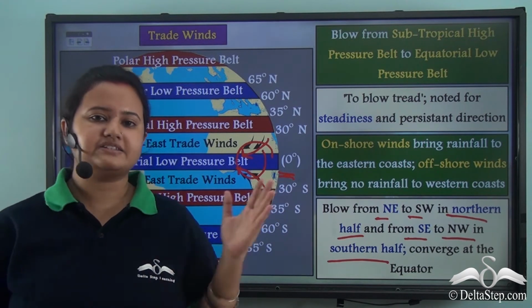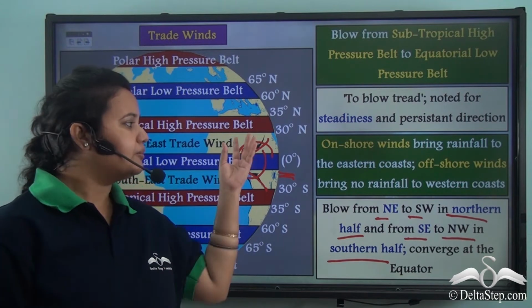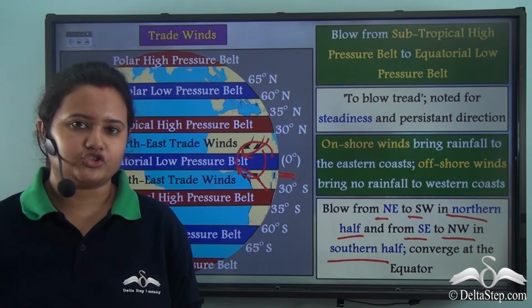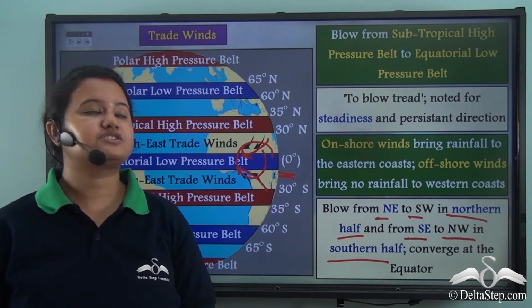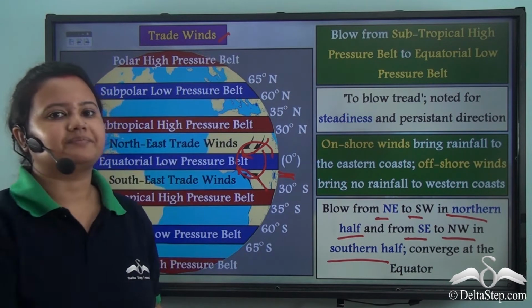That is, at 0 degrees, or the equator, both these winds converge. So these are the different characteristics of trade winds.